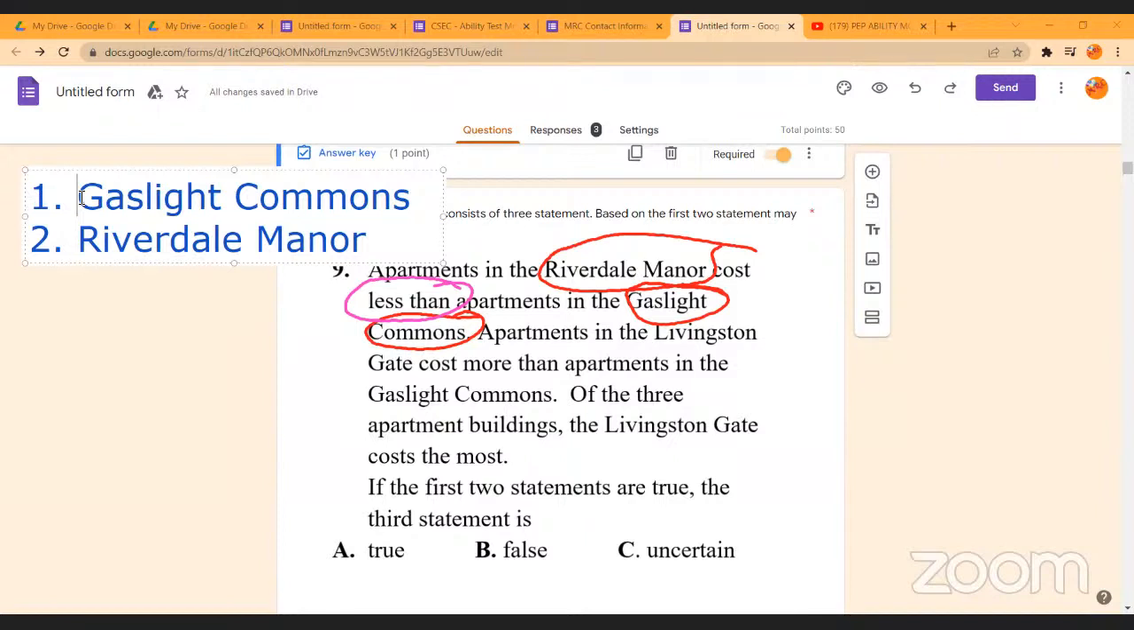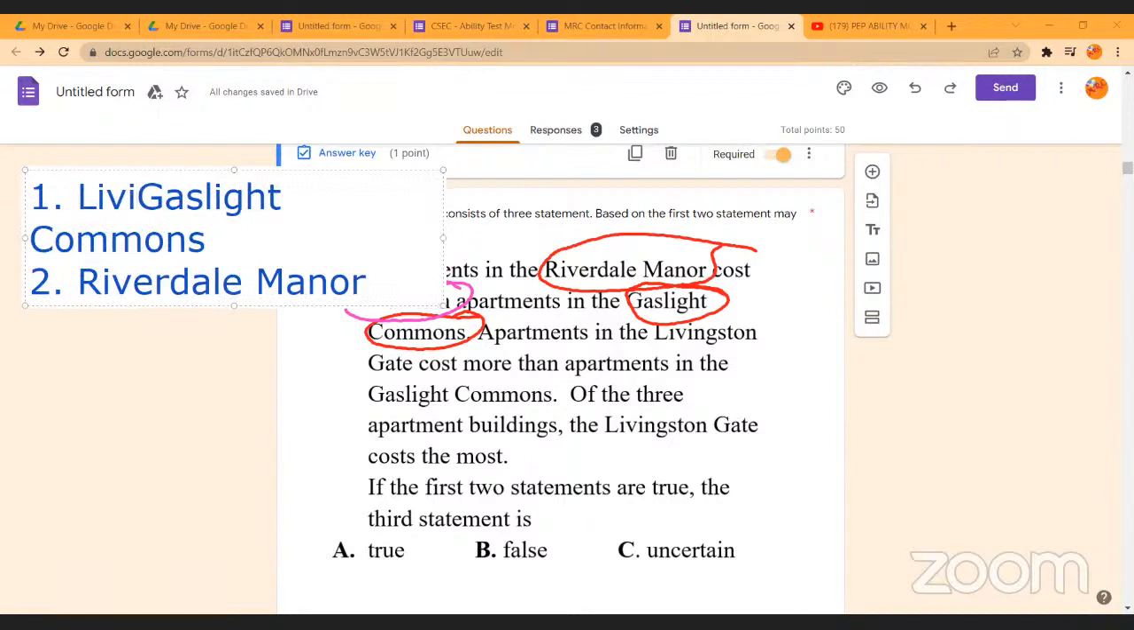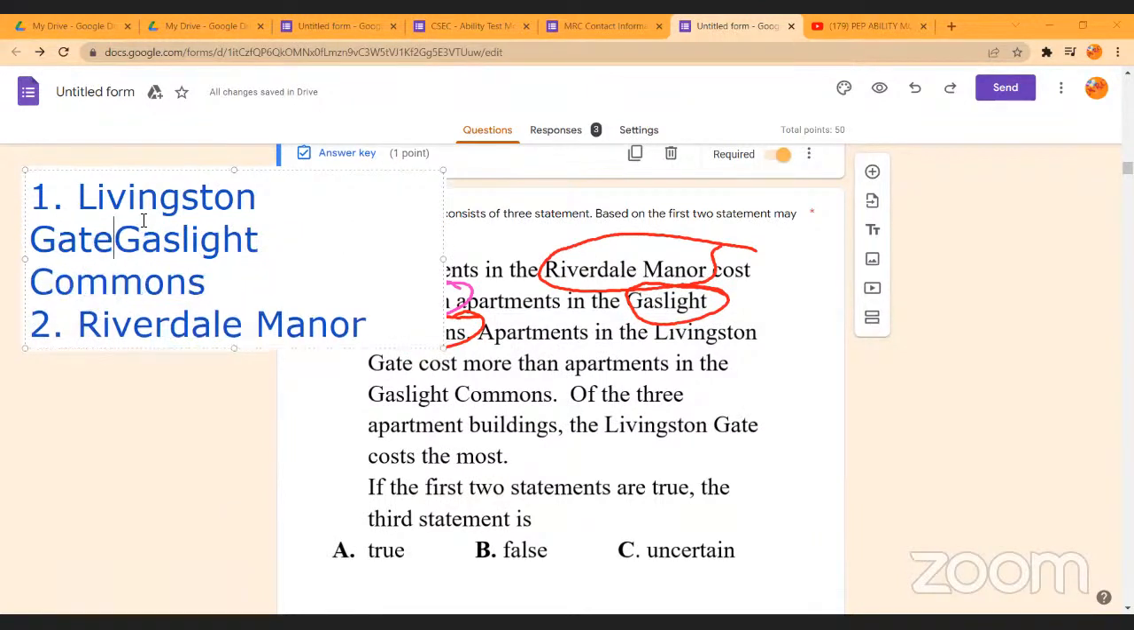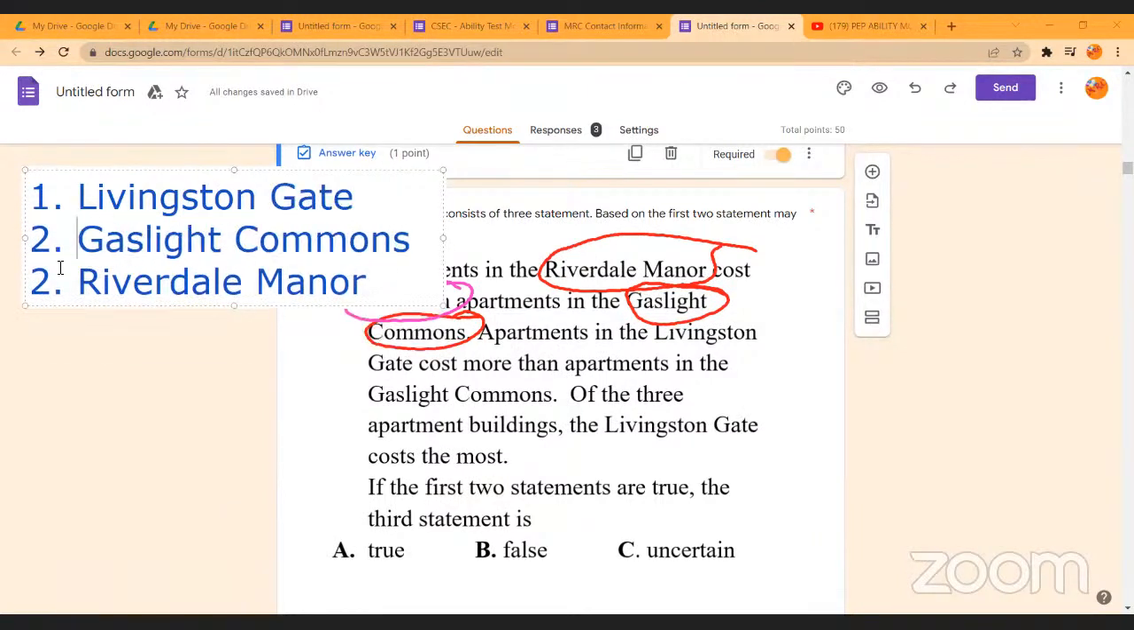All right. So it would be Livingston. It's Livingston that would go into first place. So Livingston Gate is more expensive. So Gaslight goes into second place. And then Riverdale goes into which place now? If we put Gaslight into second most expensive, then Riverdale is going to move from second to which position?